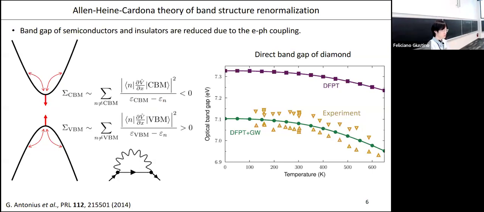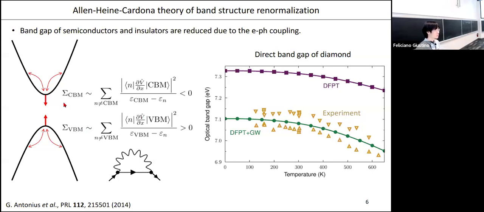And the sign of that contribution is negative because the denominator is negative. And this is basically a band repulsion. So you have a conduction band minimum state and another conduction band state, and they repel each other, so the conduction band minimum state is pushed downwards. Similarly, the valence band maximum is pushed upwards, so the band gap is reduced.